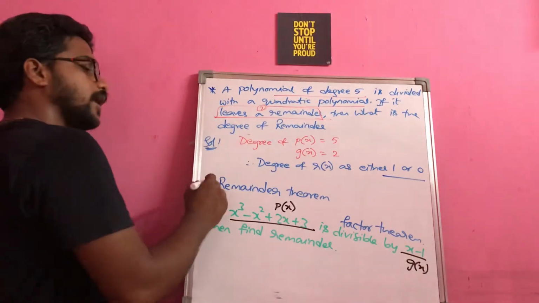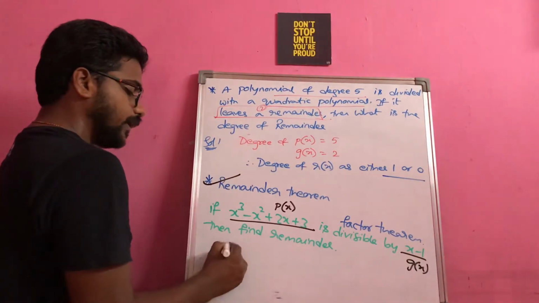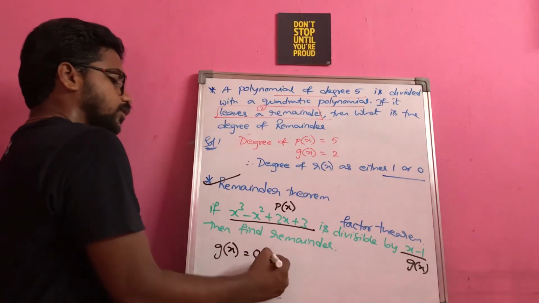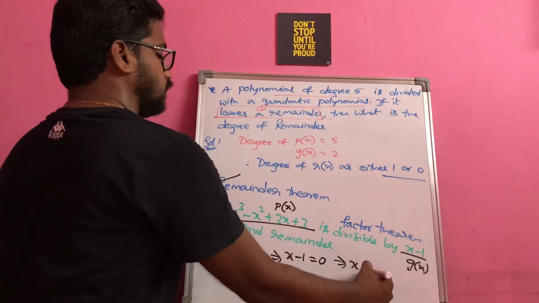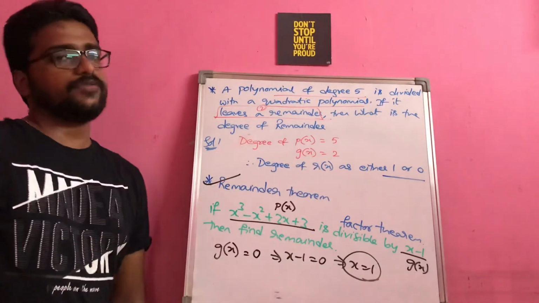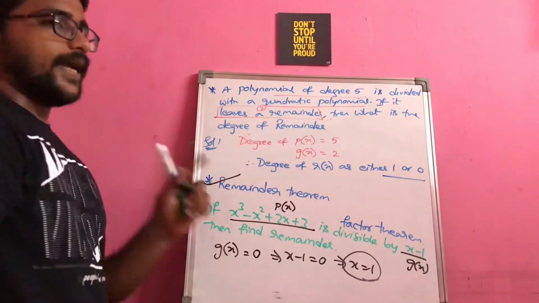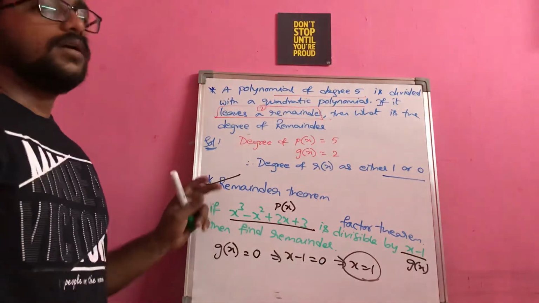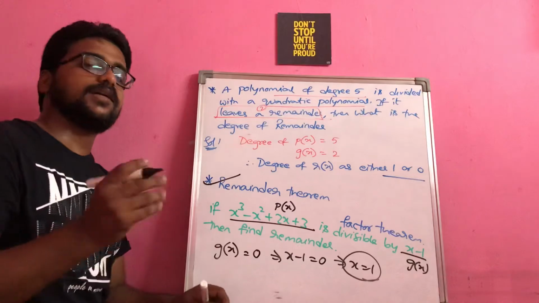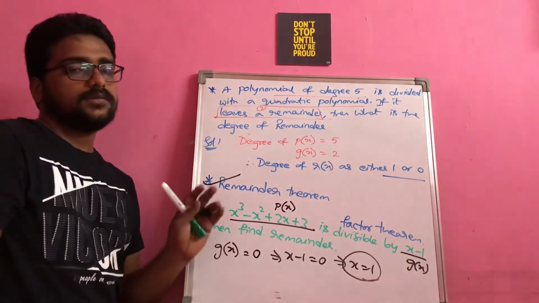The first step to use the remainder theorem is equate g of x to 0. You will be getting x minus 1 is equal to 0, implies x is equal to 1. This is the first thing you are getting. Second thing, how to get the remainder? Substitute this value in the given dividend function, that will result in getting the answer for remainder.